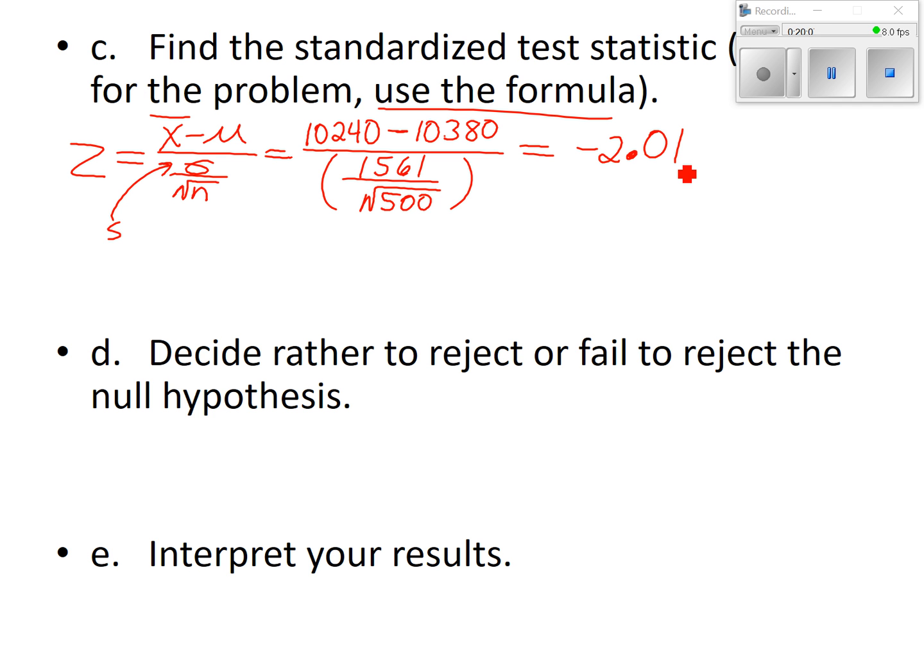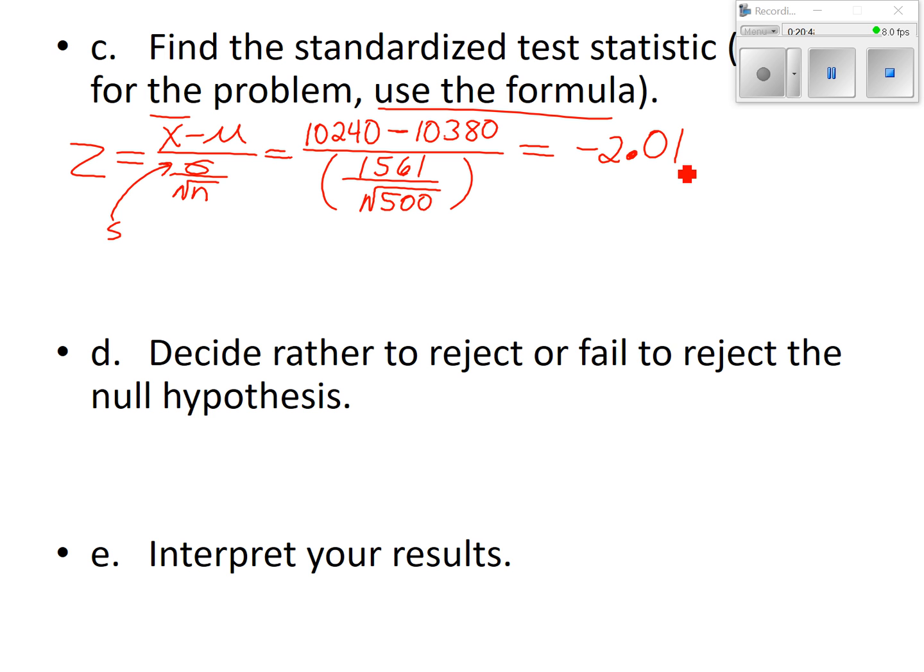Now let me see your calculator before you go. You probably already went nuts, didn't you? No, I didn't go nuts. So you got the answer divided by, right? Yes. Put a parenthesis, then hit 1561 divided by, second square root, 500, parenthesis, another parenthesis, same one. Equals. Okay, now I got negative 2.005, so negative 2.01.